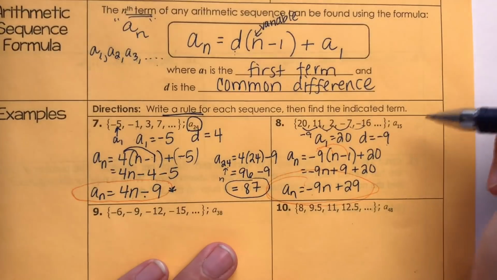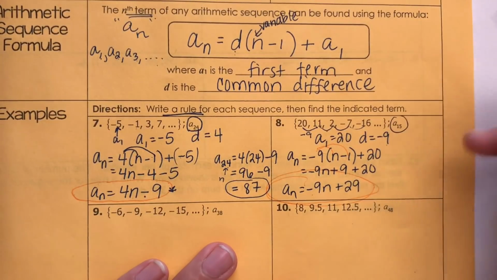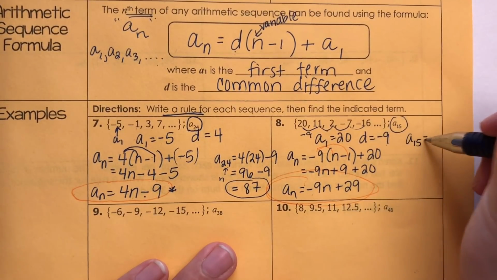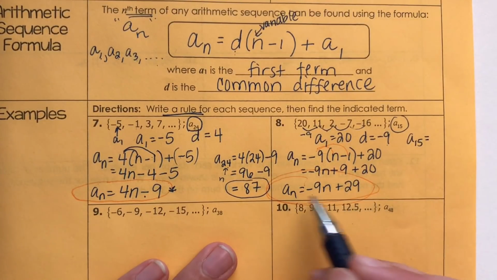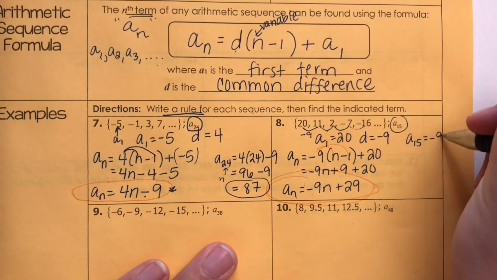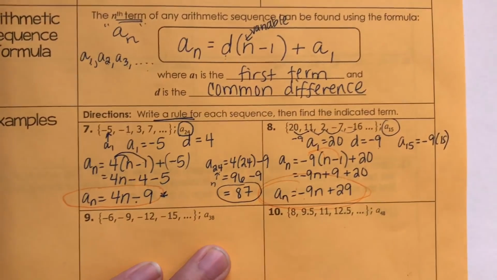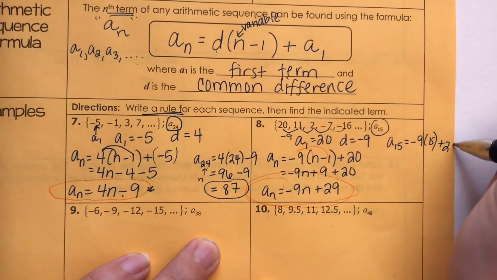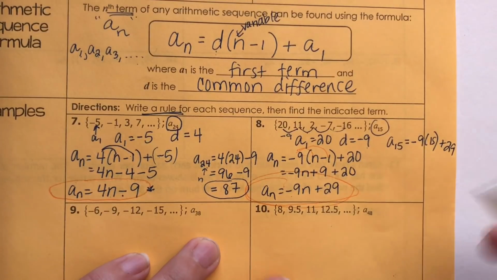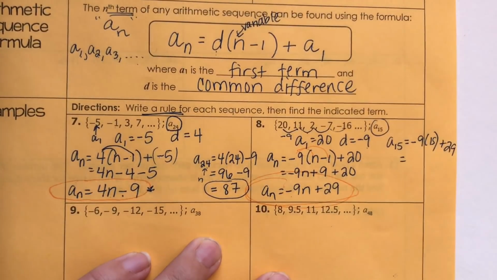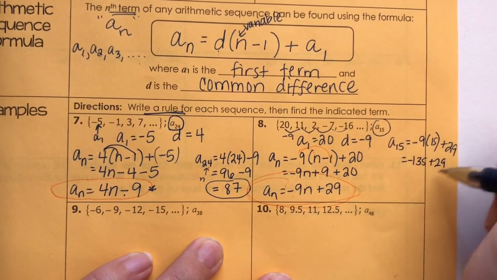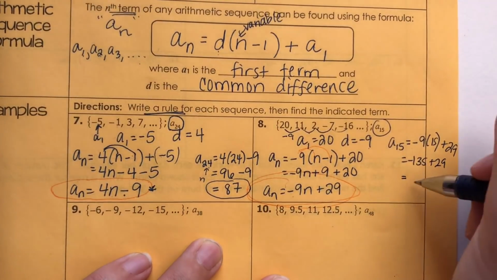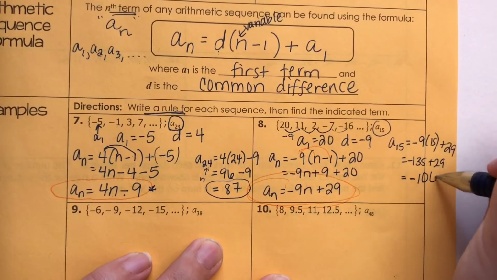And last step would just be what's A15. So A15 is just going to be the same as this, but now we have a 15 for the n. So negative 9 times 15 plus 29. Running out of space. So if you multiply negative 9 and 15 together, you get negative 135 plus 29, which makes negative 106.